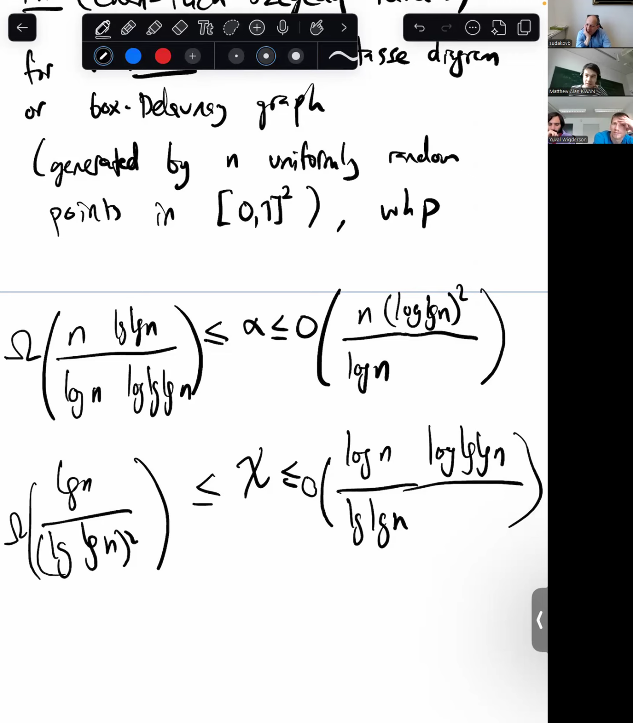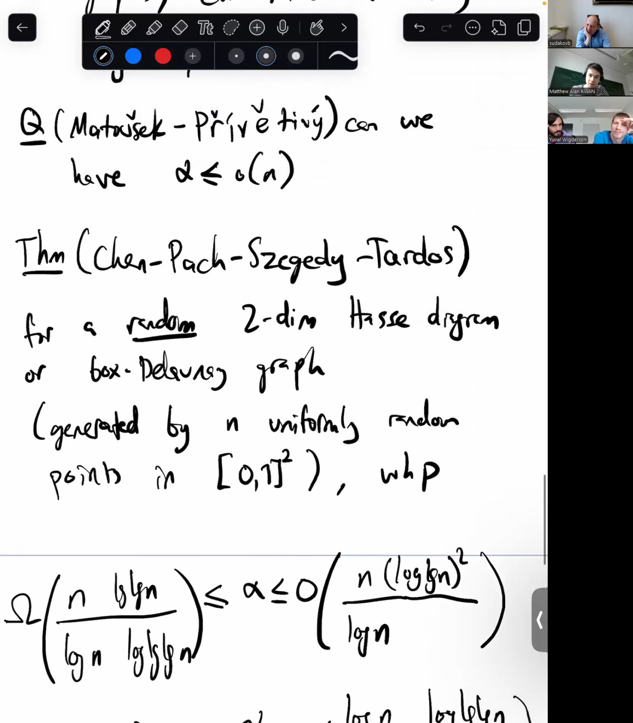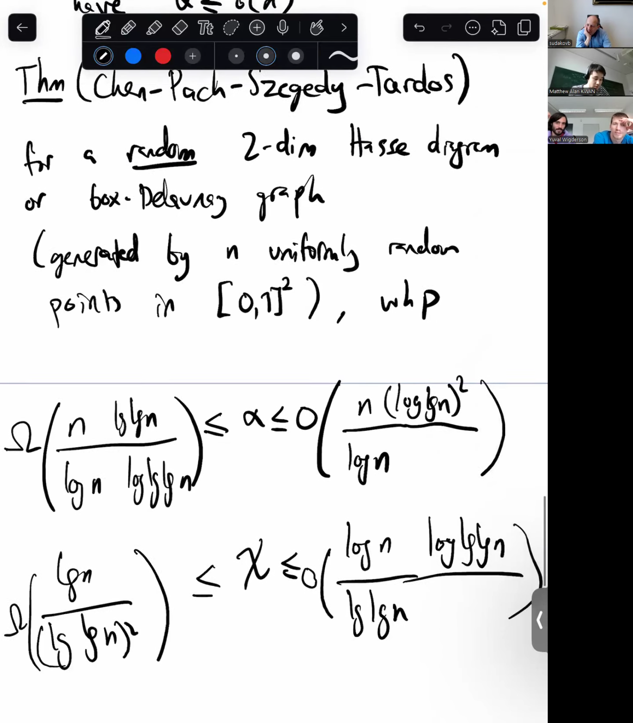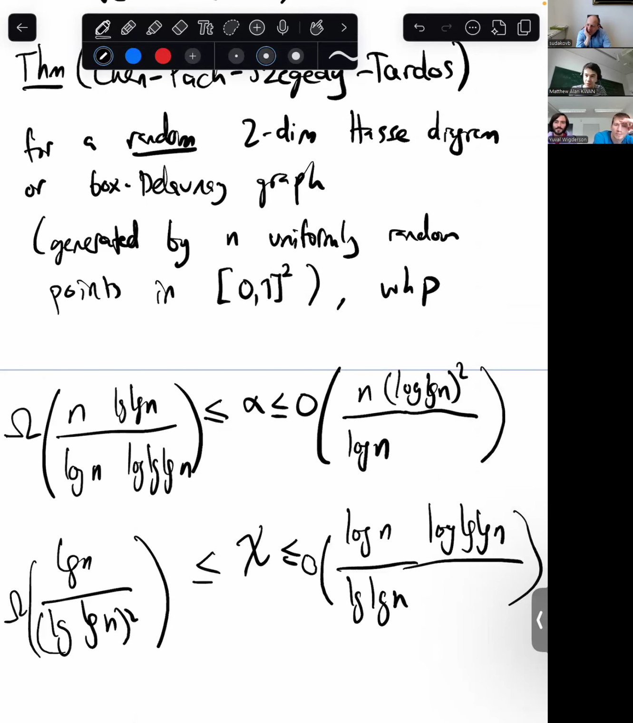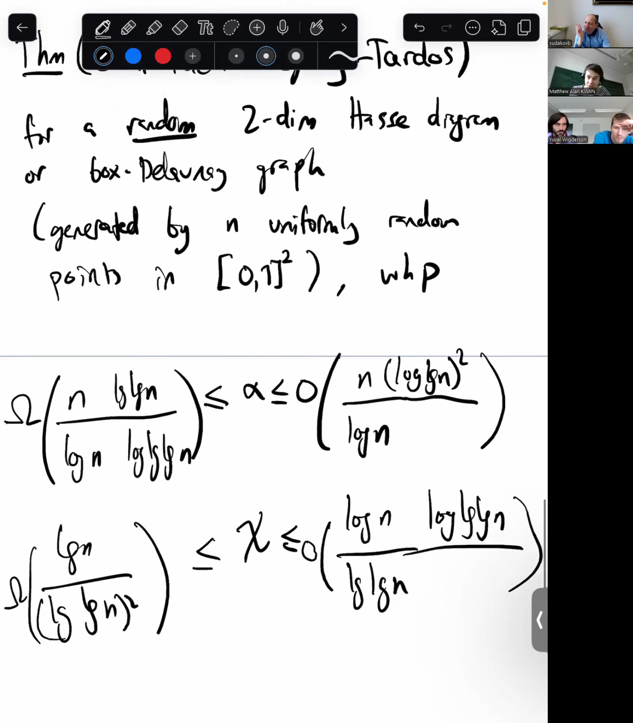Yeah. So obviously this answers this Matuszek Privativi question, and as far as we know, this is the best sort of bound you can get. So we don't know any better bounds than what you can get from random Hasse diagrams in bounded dimensions. I have no idea whether you should conjecture that's the best or not. But is there a good reason to believe that it would be logarithmic? Because I think people believed it before.